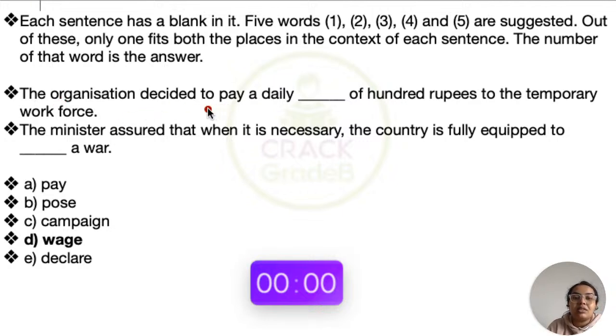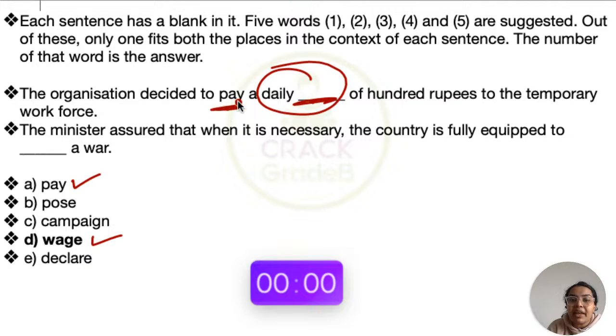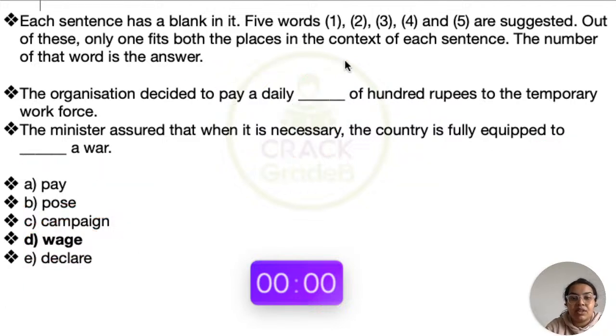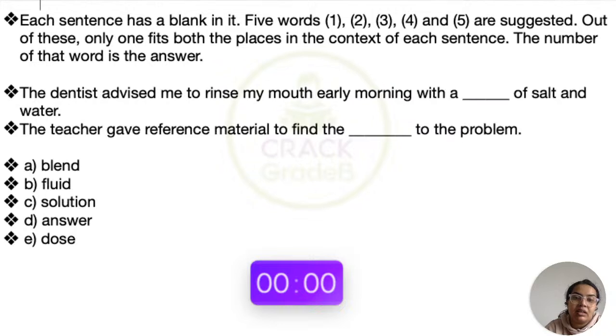The organization decided to pay a daily wage, wage as in salary. Pay can work, wage can work. You cannot pay pose, you cannot pay campaign, you cannot pay declare. We are out. The minister assured that when it is necessary, the country is equipped to wage a war. To start a war is waging a war. This is a fixed phrase that we use, and that's why D is the answer.